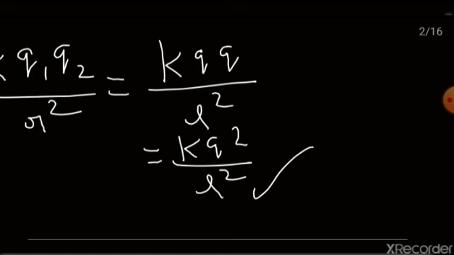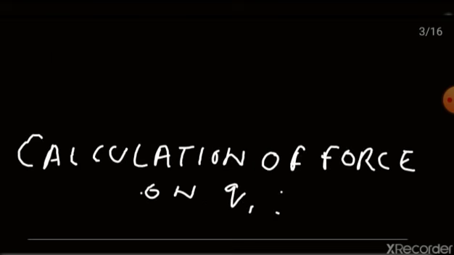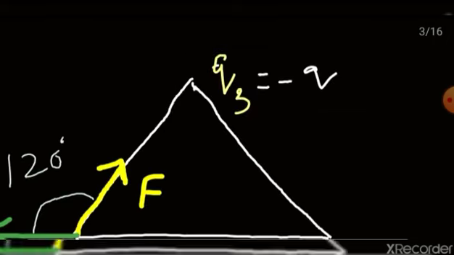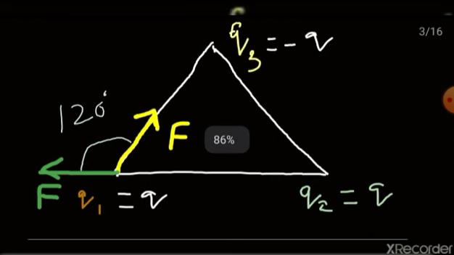Now let's find the net force acting on charge q1. To find the force on charge q1, I have shown the forces acting on this charge. There are two charges around q1: one is q3 and the other is q2. q3 is negative, q2 is positive, and q1 is positive.